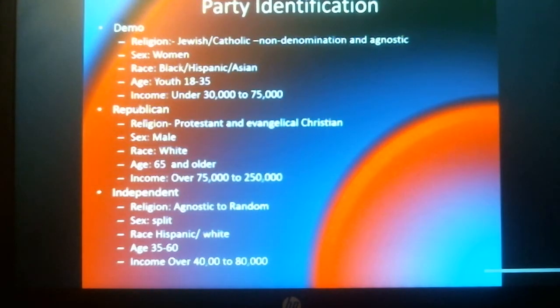Now, where we're seeing a huge growth is in the independent party. And really, there is no independent party. There are minority parties that make up that segment, what we call independent. But again, you can see the religious affiliation is random. It's not one specific. There's also a split when it comes to gender. Race is kind of a mixture. Really, it's just people who are tired of the fighting going on between the Republicans and Democrats, and they are deciding to break away.